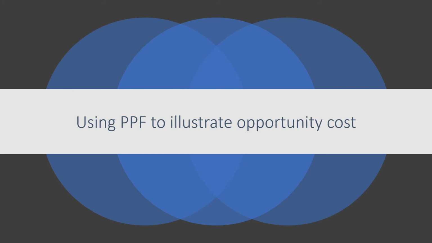So the final thing that we'll look at today is using the production possibility frontier to illustrate the concept of opportunity cost.